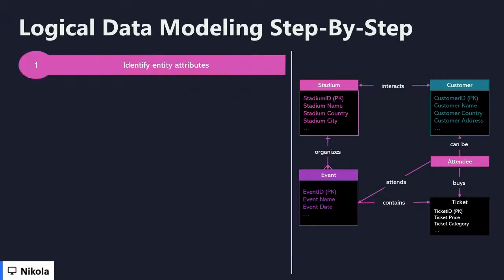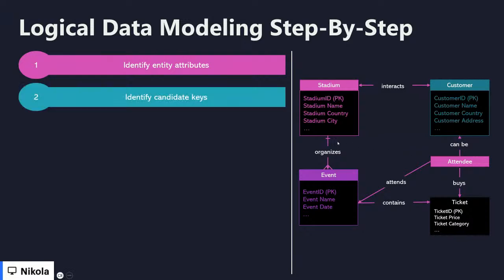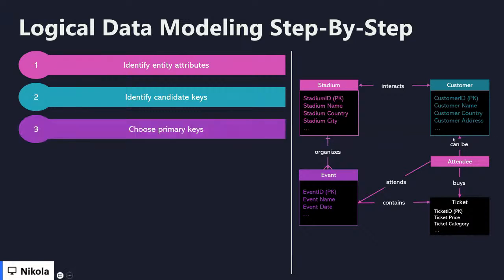First one is identify entity attributes, then identifying candidate keys. This means find out which attribute or set of attributes uniquely identifies a specific entity. Choose primary keys. Based on the findings from the previous step, set the primary key of the entity. Don't worry, we will talk about primary keys very soon. So if you don't know what a primary key is, just stay tuned.